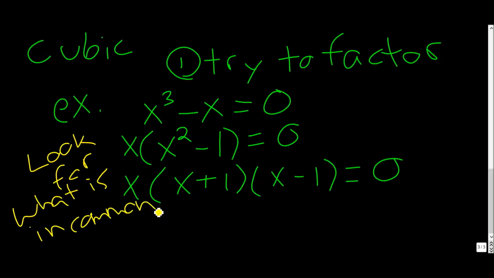Now, this rule follows for anything bigger than a quadratic. If you're dealing with anything bigger than that, you're going to need to try to find something that's in common, because otherwise the combinations become too difficult to see when it's that high of a degree.